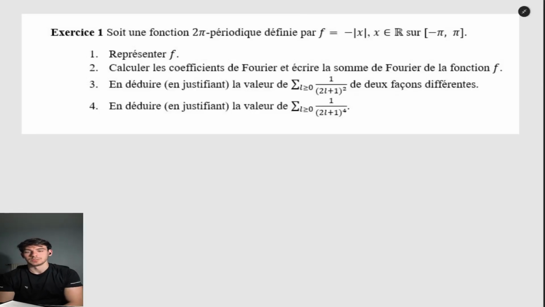All right, so the first exercise, we have a 2 pi periodic function. So f equals minus modulus of x, and our interval is minus pi to pi. Okay, so the first question is to represent the function f. So we're gonna basically just draw the graph.